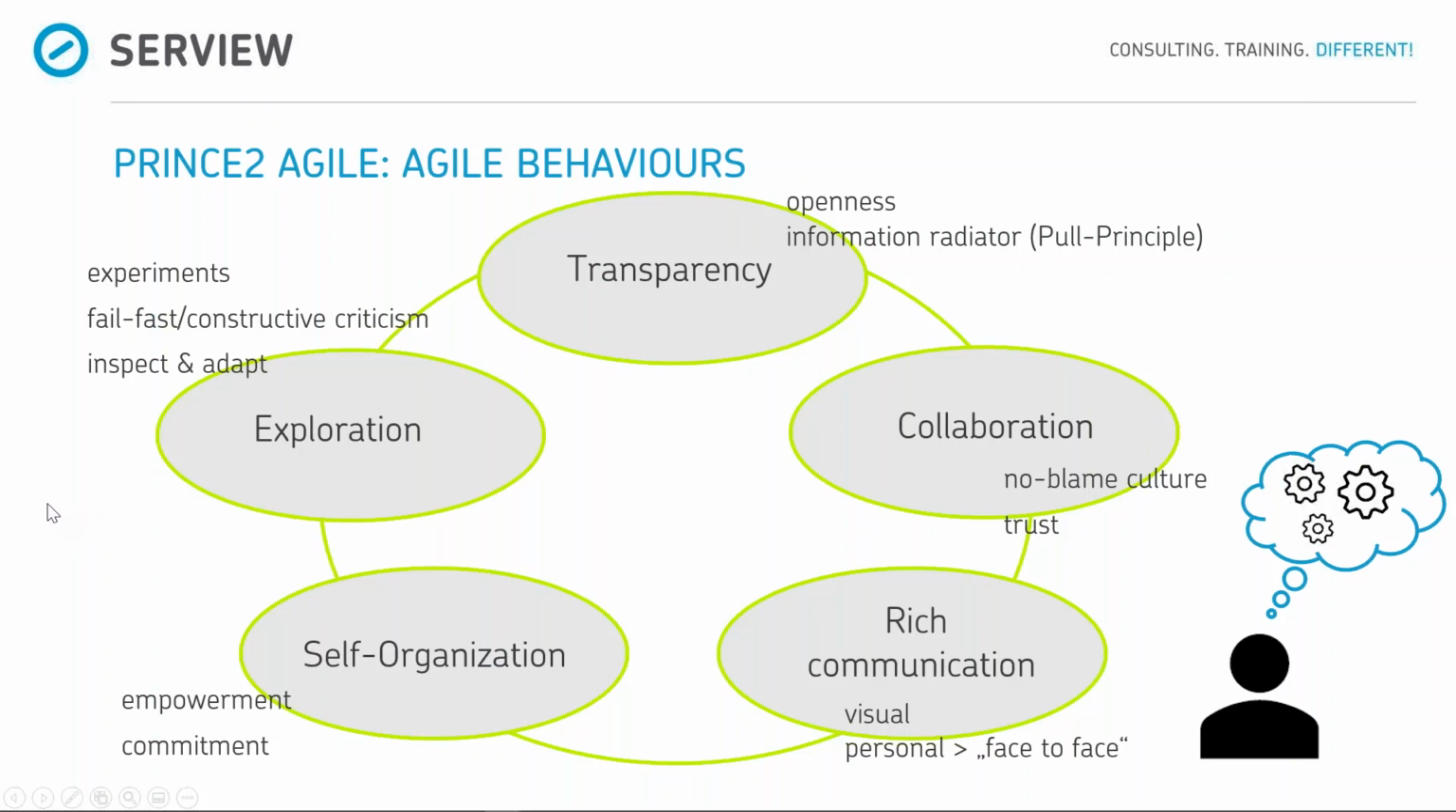And we need to have a culture of constructive criticism. It's not about hiding your mistakes, or mistakes are always okay. It's about really learning from this. So you could say lessons learned and solution-oriented thinking, and it's about inspecting and adaptation.